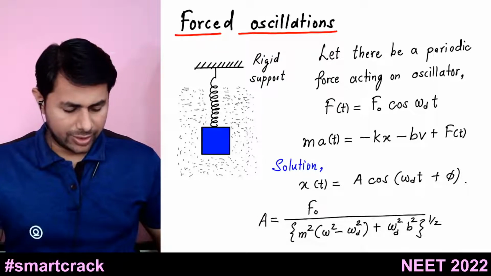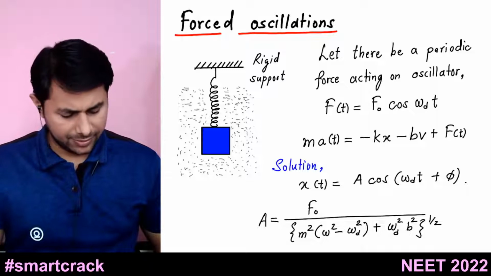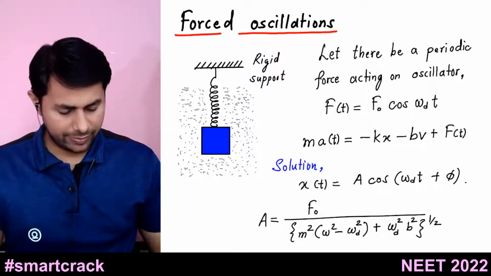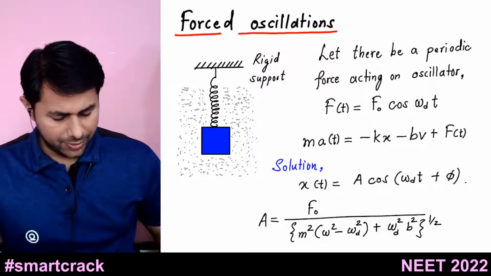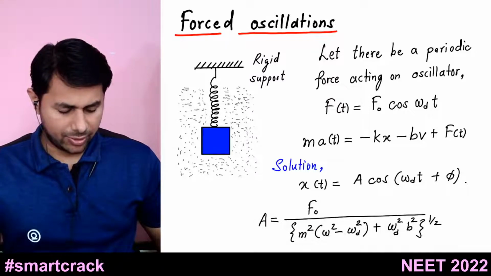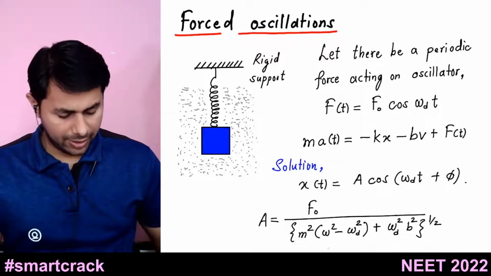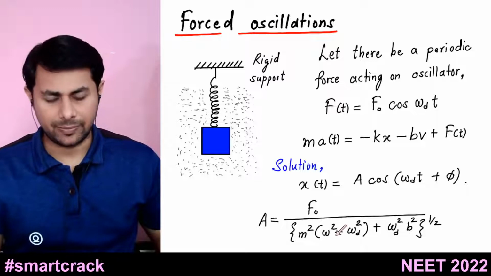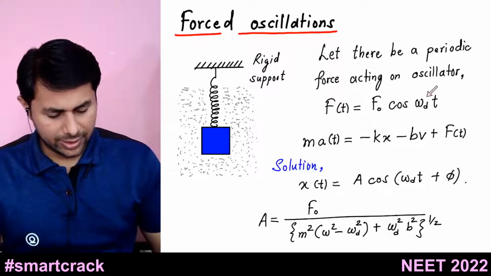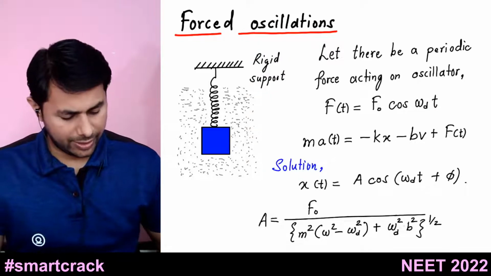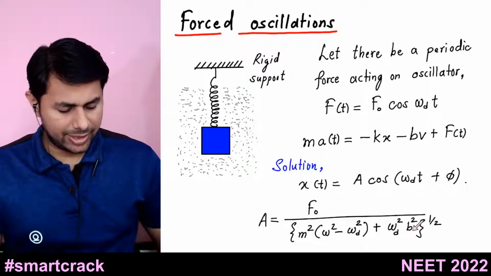Now this formula for the amplitude is quite complicated, but I don't think there will be a direct question on this. The formula for amplitude is F naught divided by the square root of m square into omega square minus omega d square, and remember what omega is: it is square root of k by m. And what is omega d? It is the angular frequency of the external periodic force. Plus omega d square b square.